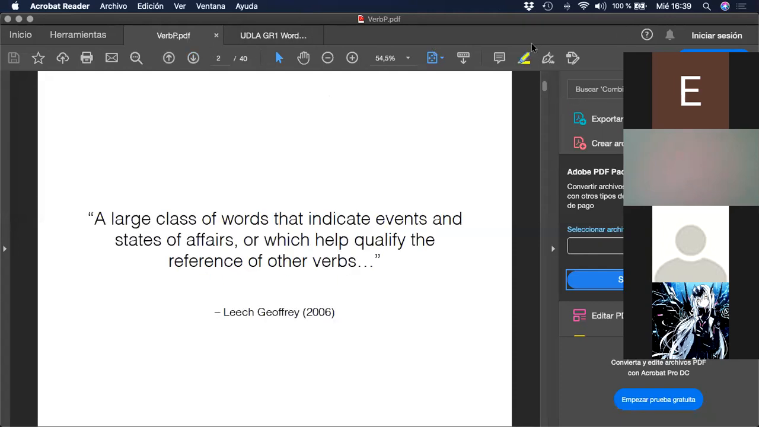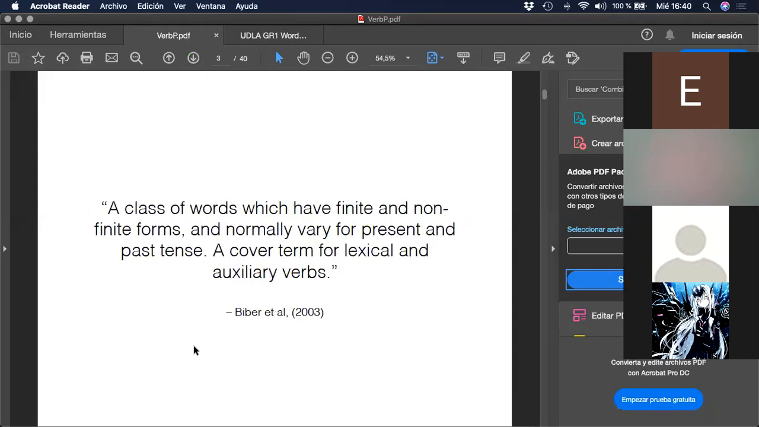Okay, a verb is a large class of words that indicate events and a state of affairs or which help qualify the reference of other verbs. We already talked about that. Also, Biber defines this as a class of words which have finite and non-finite forms and normally vary for present and past tense, a cover term for lexical and auxiliary verbs. The word verb, right? Then we're going to discuss the idea of finite and non-finite forms.